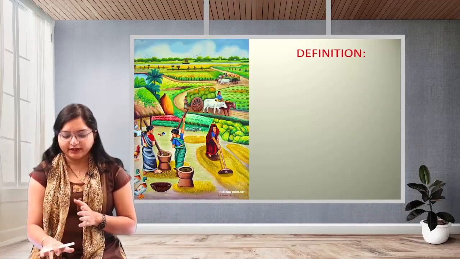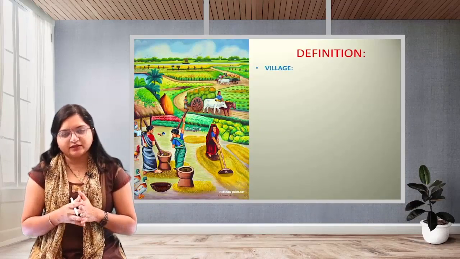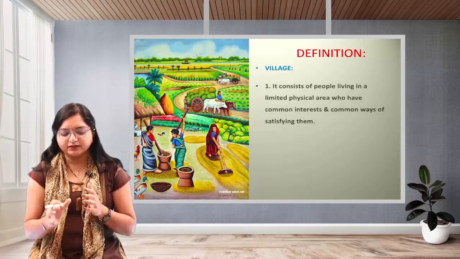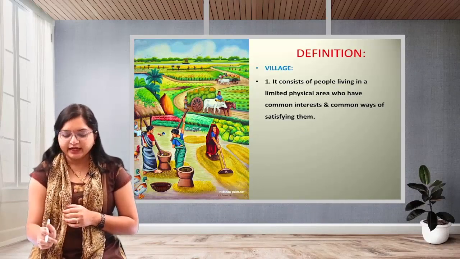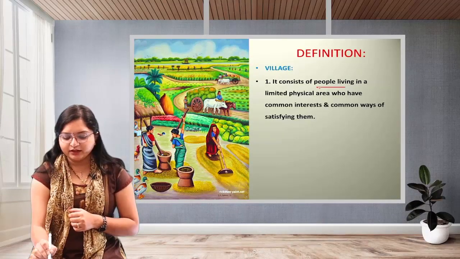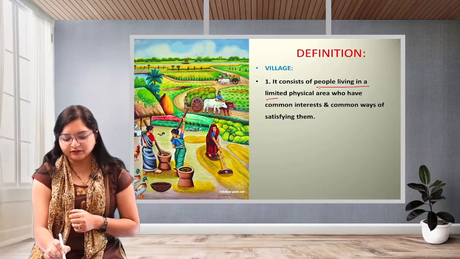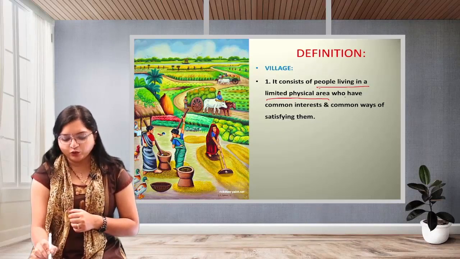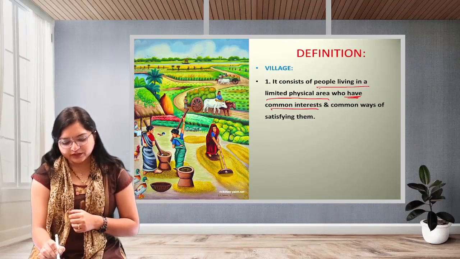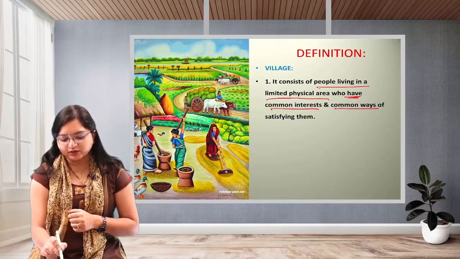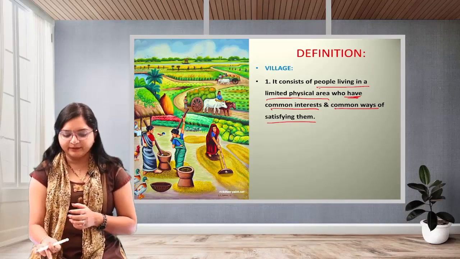Now we'll see the definition. Firstly, the definition of village. The first definition of village is: it consists of people living in a limited physical area who have common interests and common ways of satisfying them.